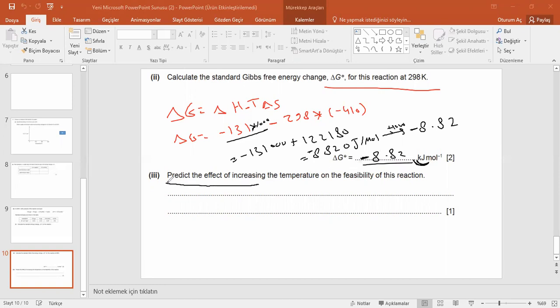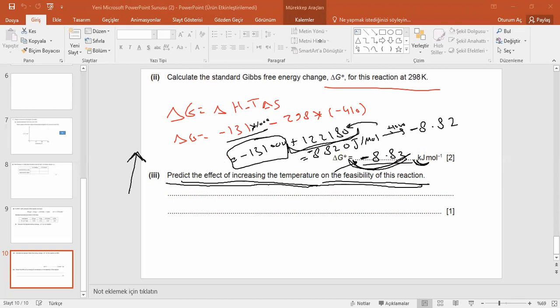Predict the effect of increasing the temperature on the feasibility of this reaction. So what will happen if we increase the temperature? The reaction now is feasible because it is negative. So if we increase the temperature, will the reaction be feasible? What do you think, guys? Look, the side here is positive. The side of entropy is positive. So if this side gets larger than this side, then the reaction will be infeasible.